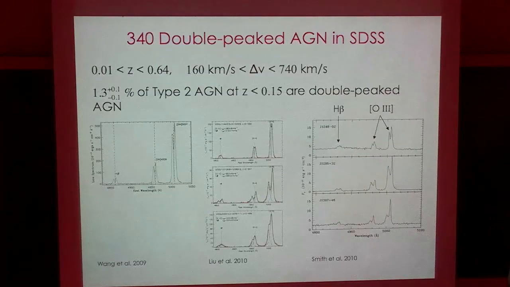So what you need is Sloan. There have been a series of several papers that have gone through Sloan looking for double-peaked AGN, and they found 340 of them. These are at very low redshifts. The median redshift is 0.1. Again, it's only 1%, but because you're working with so many AGN, you can still find a large number. So for the rest of the talk, I'll be focusing on this large sample of double-peaked AGN in Sloan, and trying to weed out which of these are actual dual AGN.